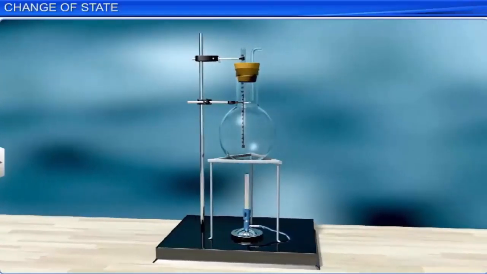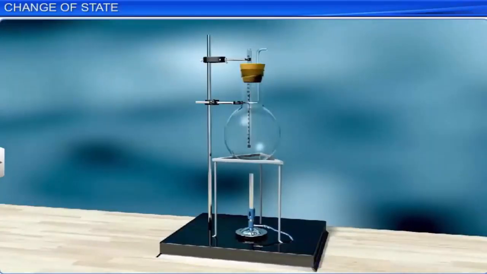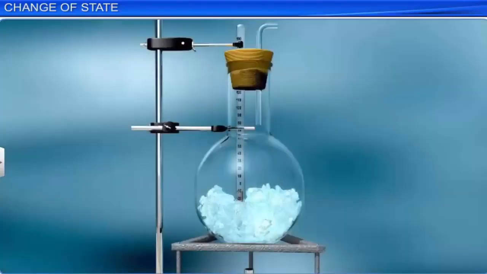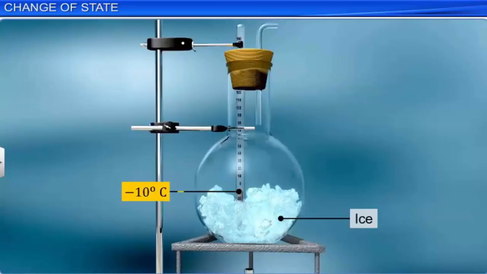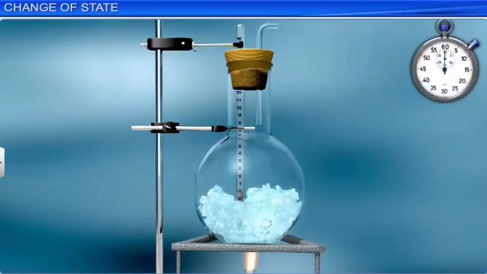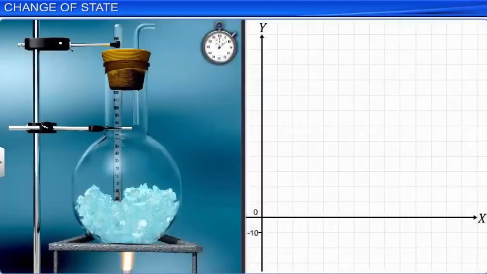Consider a round-bottomed flask with a thermometer and steam outlet fixed through the cork. Place some ice cubes at minus 10 degrees centigrade in the flask and start heating. Now, let us observe the change in the temperature of the contents and plot a graph between temperature along the y-axis and time along the x-axis, as it is an independent quantity.